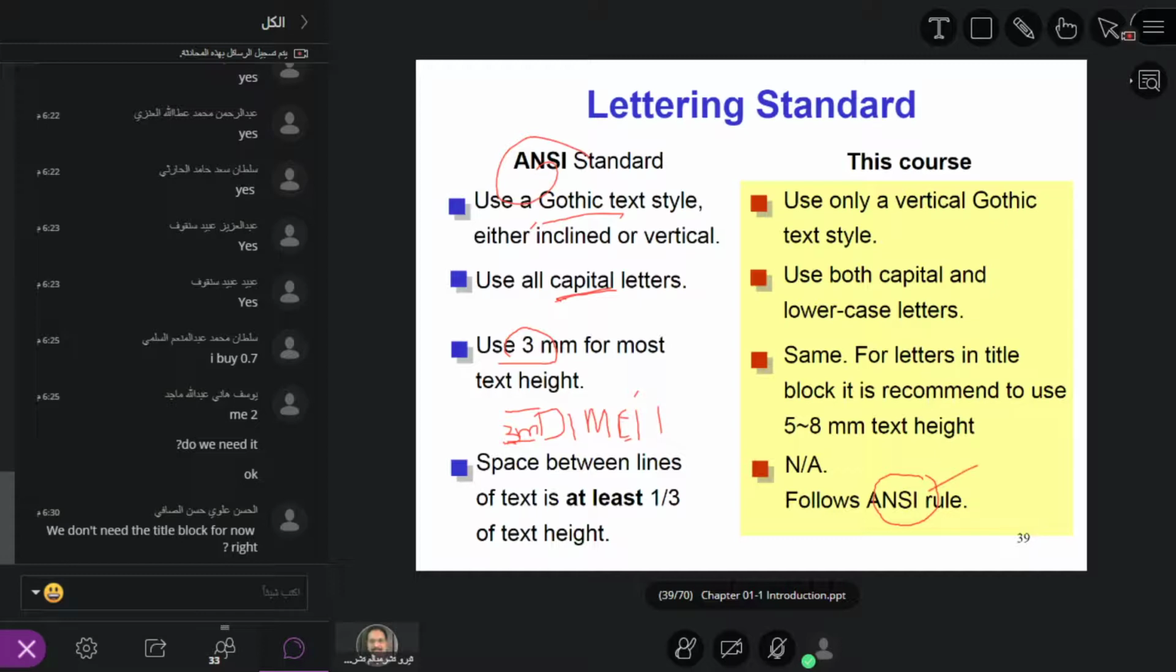And the space between the text is at least one third of the text height. That means the gap between each letter should be at least one third of this height. Don't worry about this right now, but these are some of the standards you must know. For the ANSI standard, the lettering must follow certain standards.